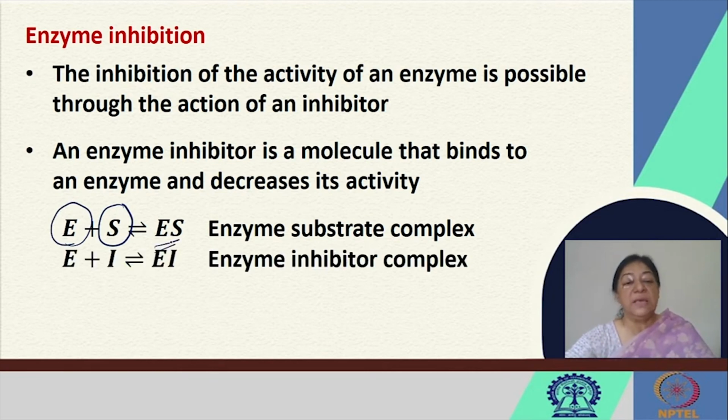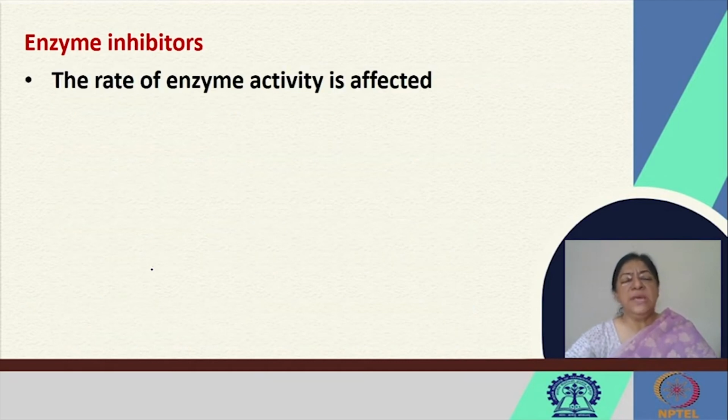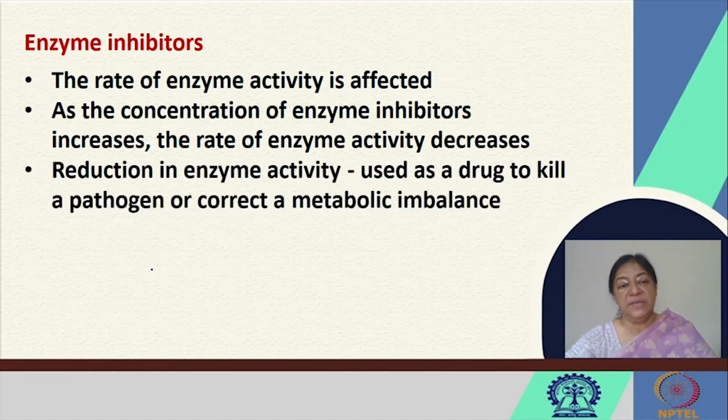Similarly, if we look at an enzyme inhibitor complex formation, this would mean that the inhibitor would disrupt the normal reaction pathway between an enzyme and a substrate, because we realize that part of the enzyme has gone into binding the inhibitor, so we do not have enough of the enzyme to bind to the substrate to go through its catalytic reaction. So the enzyme inhibitors inhibit the rate of the activity, and as the concentration of the inhibitors increases, the rate of enzyme activity would decrease because the enzyme would be inactivated by the inhibitor.